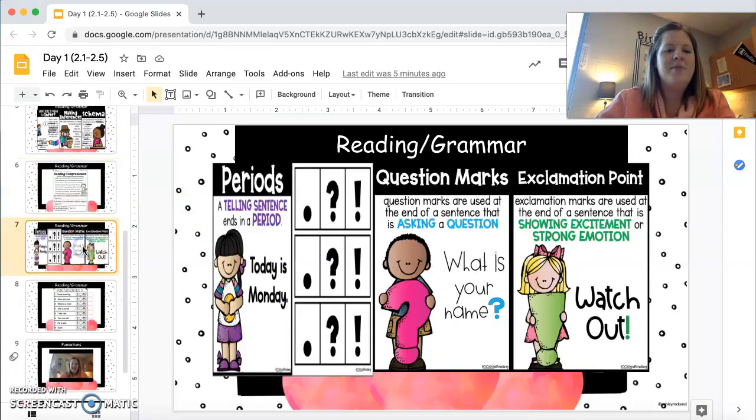Okay, our grammar this week. Our grammar, we are working on punctuation. So we have been talking about this in Foundations. So I think you guys will do great with this, okay? So periods. We use a period after a telling sentence, okay? So it says today is Monday, okay? We put a period at the end. That simple.